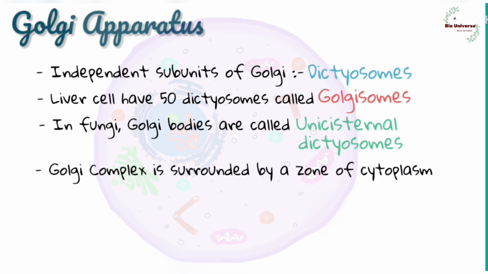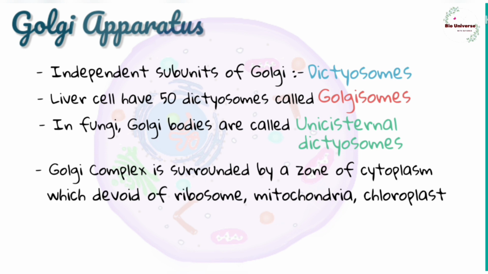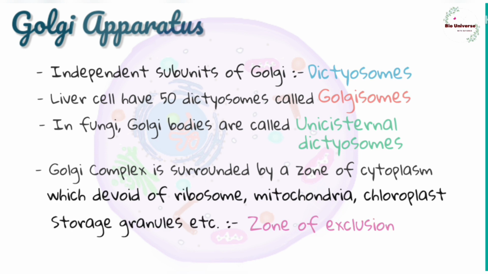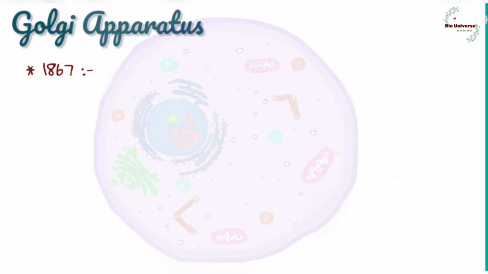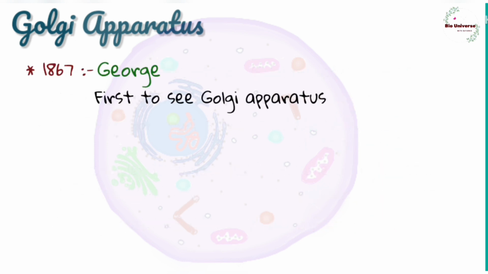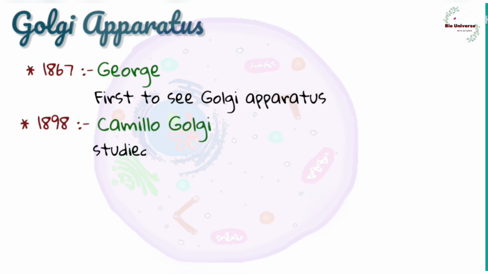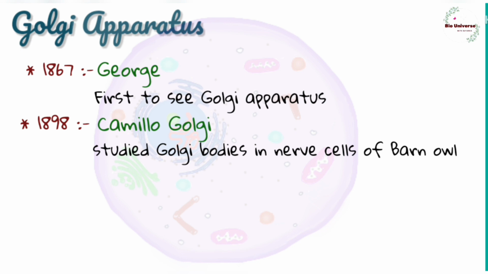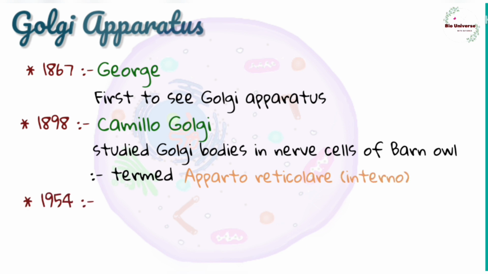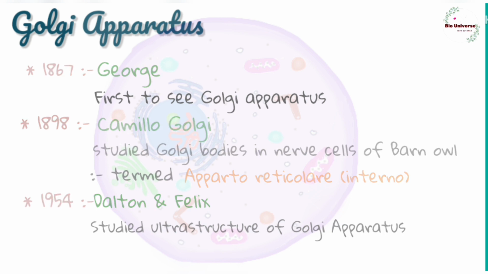Golgi complex is surrounded by a zone of cytoplasm which is devoid of ribosomes, mitochondria, chloroplasts, storage granules, etc. It is called the zone of exclusion. In 1867, George was the first who saw Golgi apparatus. In 1898, Camillo Golgi was able to study the same in nerve cells of barn owl and cat by the metallic impregnation method. He termed it apparato reticolare interno. In 1954, Dalton and Felix studied the detailed structure of Golgi apparatus.